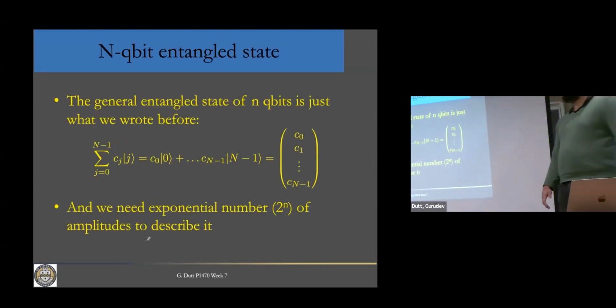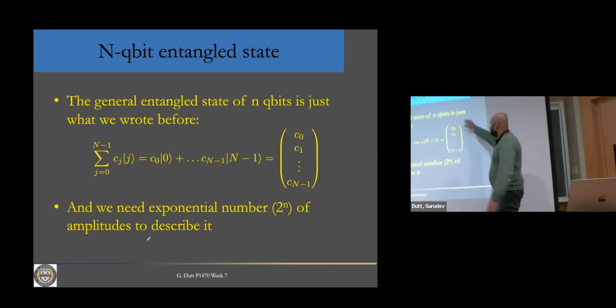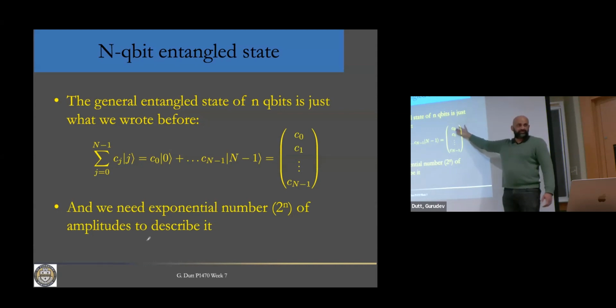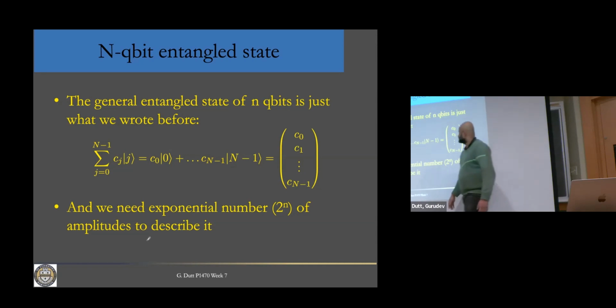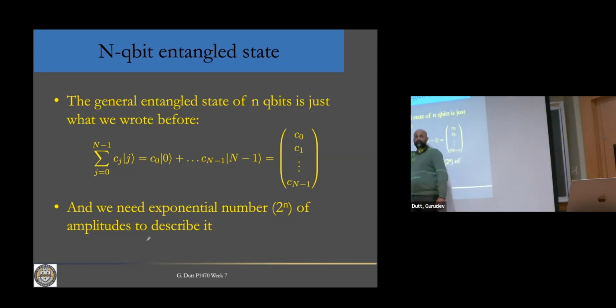That's a proof for the 2-qubit state. And now the general entangled state of n qubits, we've written this before when we first introduced the notation for n qubits, which is just the sum over j equal to 0 to capital N minus 1, where capital N equals 2 to the power n, small n being the number of qubits.